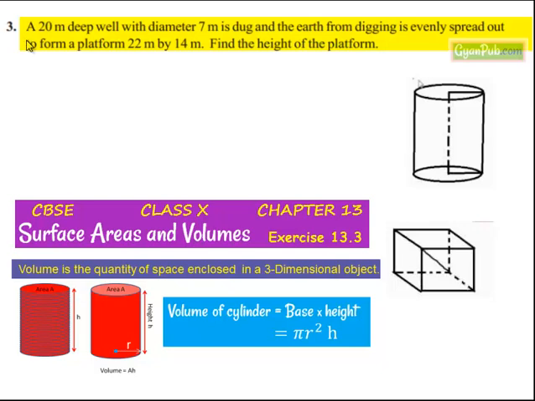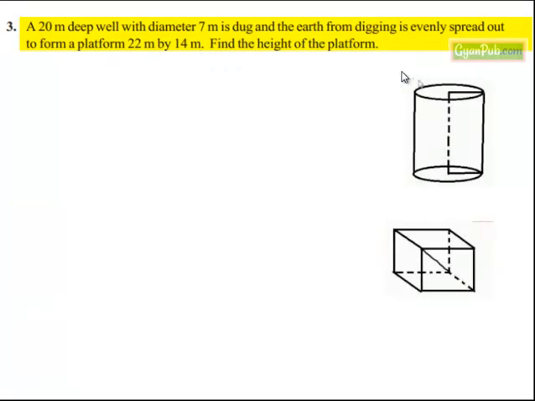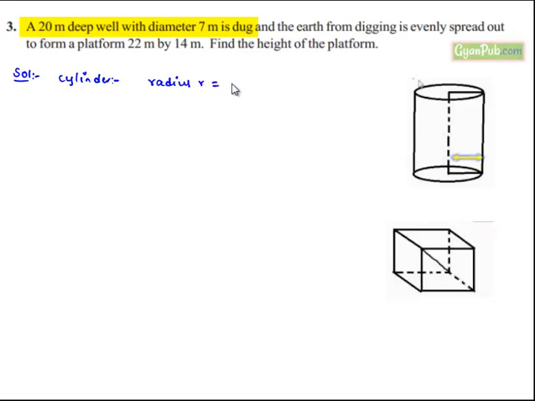Now, coming to the third question: a 20-meter deep well with diameter 7 meters is dug and the earth from digging is evenly spread out to form a platform 22 meters by 14 meters. Find the height of the platform. Now coming to the solution, here he has given that a deep well is dug with diameter 7 meters and height 20 meters. So the well is dug in the form of a cylinder as shown in the figure, with diameter equal to 7 meters. So we get the radius r is half of 7 meters, which is 3.5 meters, and the height of the well is h, equal to 20 meters.